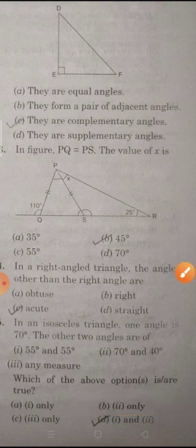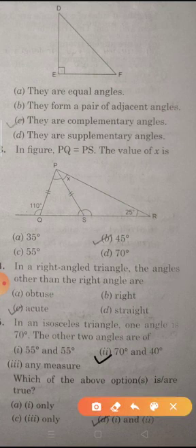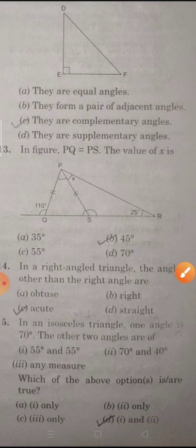And first and second, 70 and 40. So which of the above options are true? So student, D option, first and second.